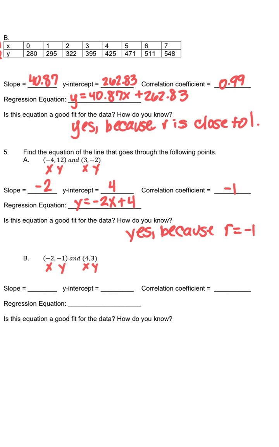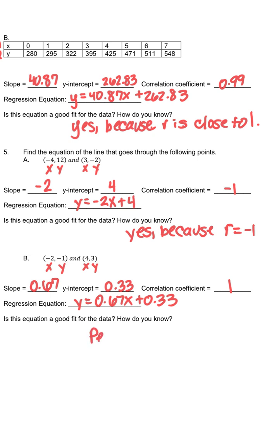Now you have your slope. Your slope here should be 0.67. Yes, it is a 0.67 right there. And then your y-intercept is 0.33. And your correlation coefficient here, R equals 1. Therefore, our regression equation is y equals 0.67x plus 0.33.